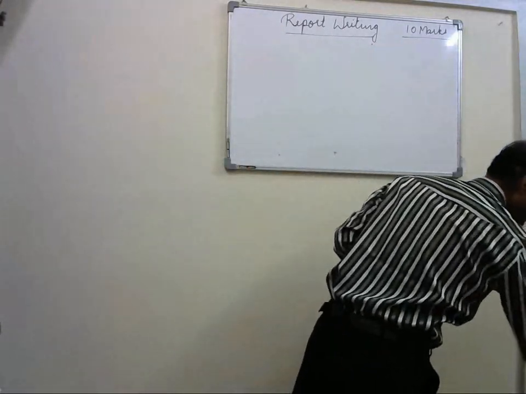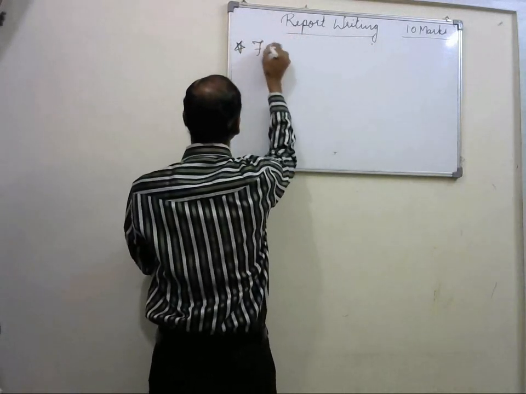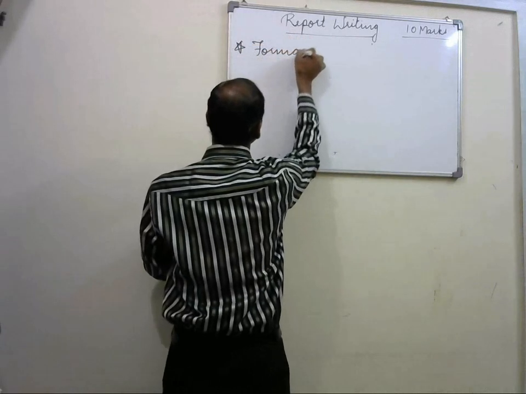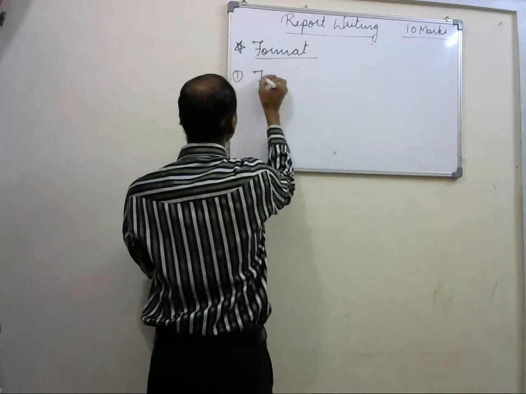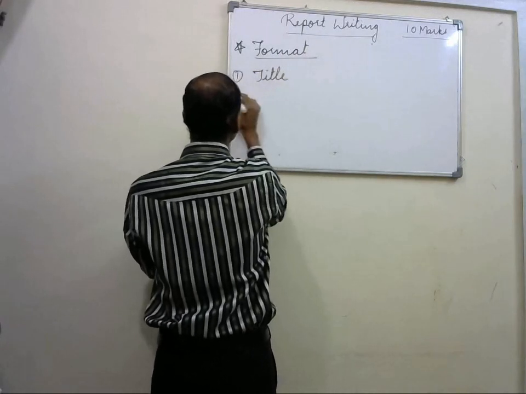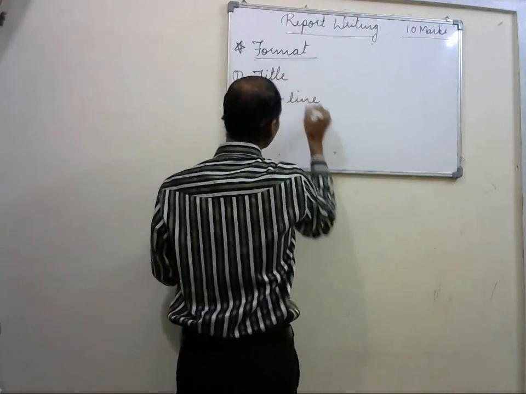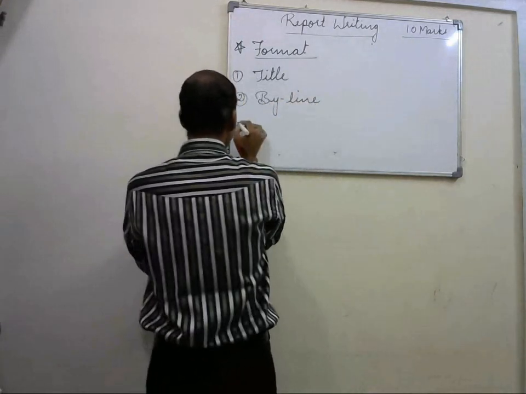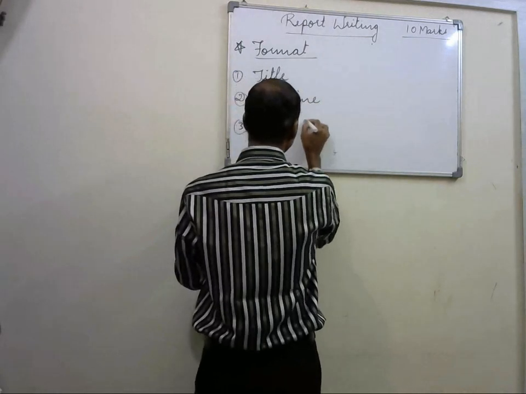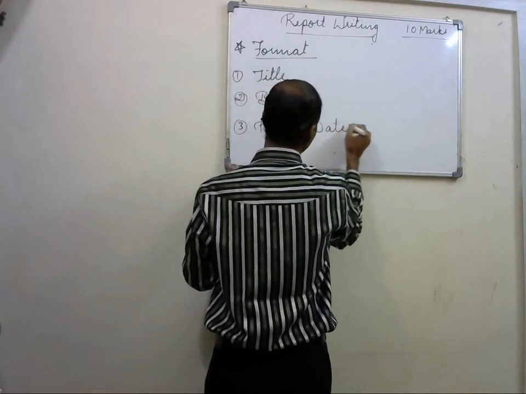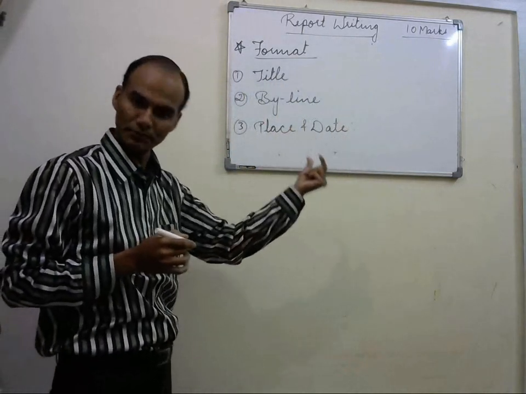So the format, as I just informed: first it will be a title. And after the title, there will be a byline. Then you will write place and date. And after date, a colon. And then you write the report.